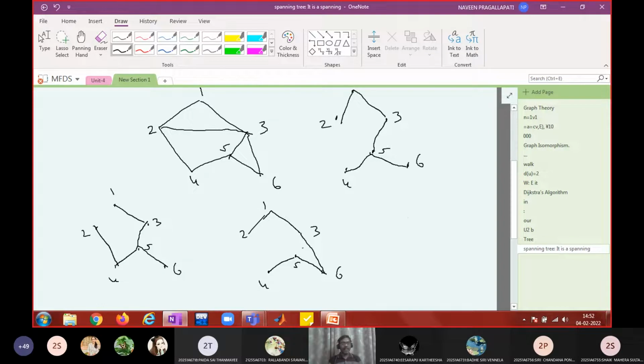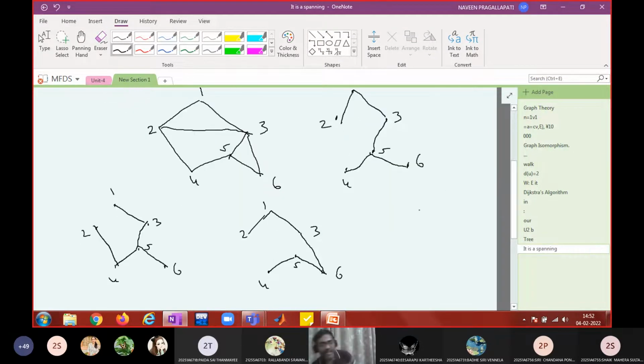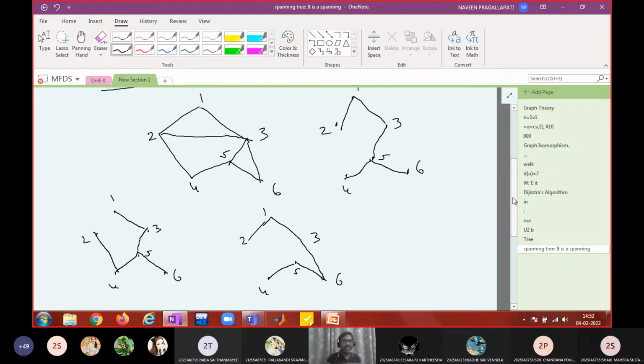This is another spanning tree. So there can be several spanning trees in a graph. Now the question is, if it is a weighted graph. Let us say this weight is 3, this weight is 6, this weight is 7, this weight is 8. Let us say this is 1, this is 2, 4, 6.